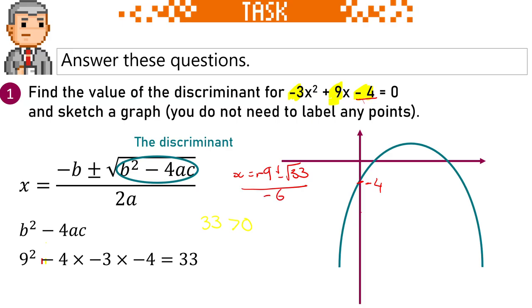I can't simplify that, so I'm going to have two answers here. This here is going to be negative 9 plus square root 33 when y is 0, and this one here will be negative 9 take away square root 33 over negative 6. We've got that last part. So I've got my points right here.